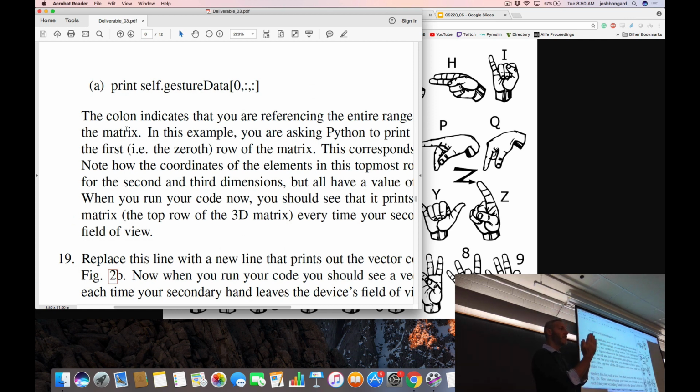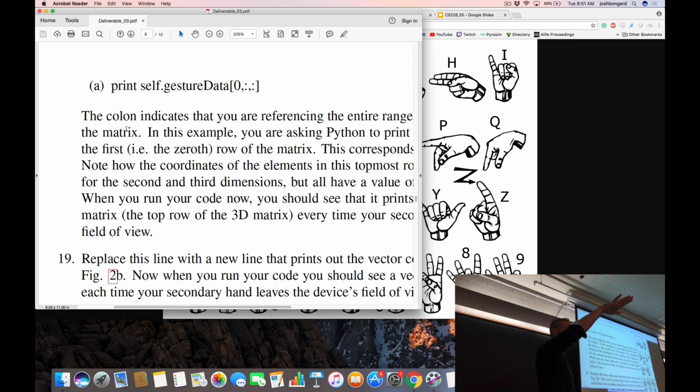The next entry is a colon. The colon means give me all the information along that dimension. Okay? And you remember that that dimension is the columns. So I'm asking for information from the 0th row, but I want information about all the columns in that row. That's what the colon means. I then have a colon in the 3rd entry as well, and the 3rd entry specifies my position forward and backward in the matrix. And it's telling me I want information from all the horizontal stacks in the 0th row.